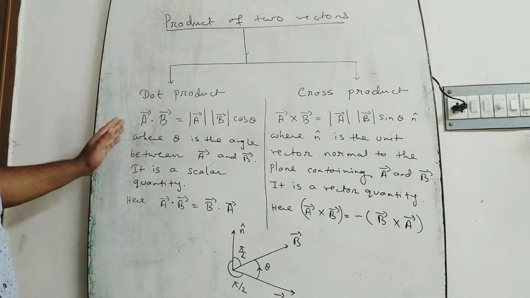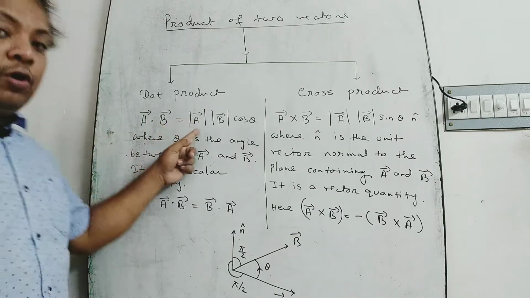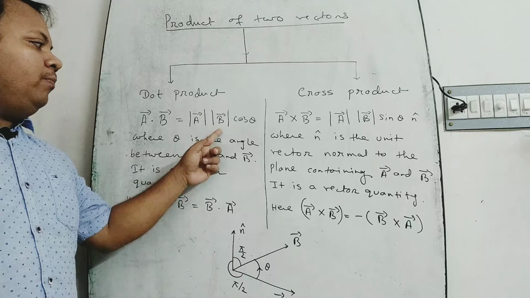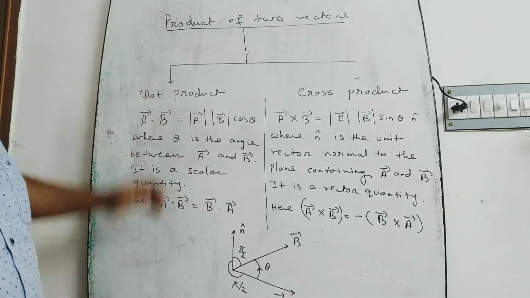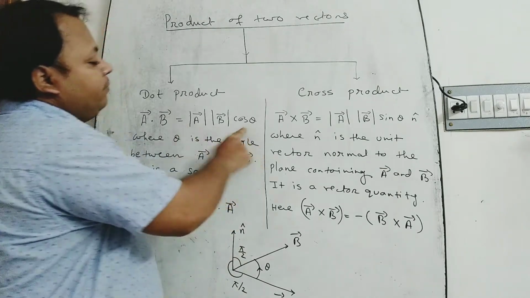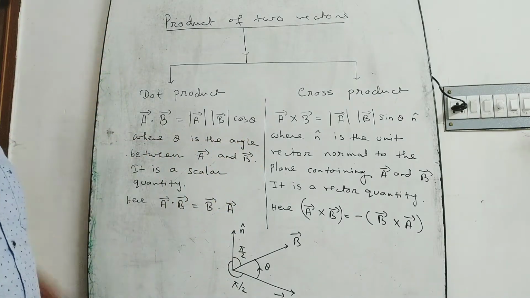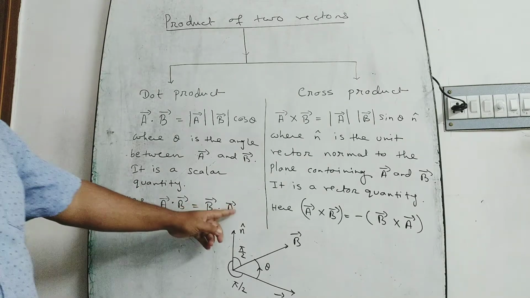The dot product can be written as a vector dot b vector is equal to mod of a vector into mod of b vector cos theta, where theta is the angle between a vector and b vector. This is a purely scalar quantity. That's why we can write that a vector dot b vector is equal to b vector dot a vector.